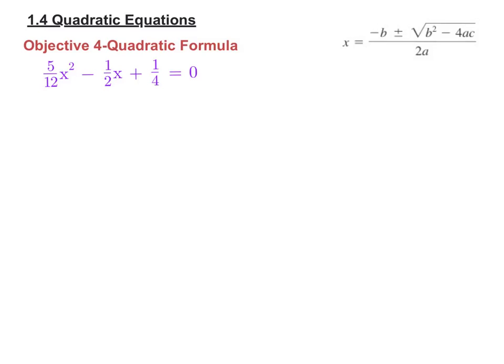Even though we spent some time in the beginning of chapter 1 talking about how to clear fractions, many of you on your quiz chose not to do that. And that cost you some points because you ended up not doing it correctly. In this problem, you could actually plug in 5/12 for A and negative 1/2 for B and 1/4 for C, but that would be a nightmare. That quadratic formula with a bunch of crazy fractions is a bad idea. I don't recommend doing that. What I do recommend is getting rid of the fractions.